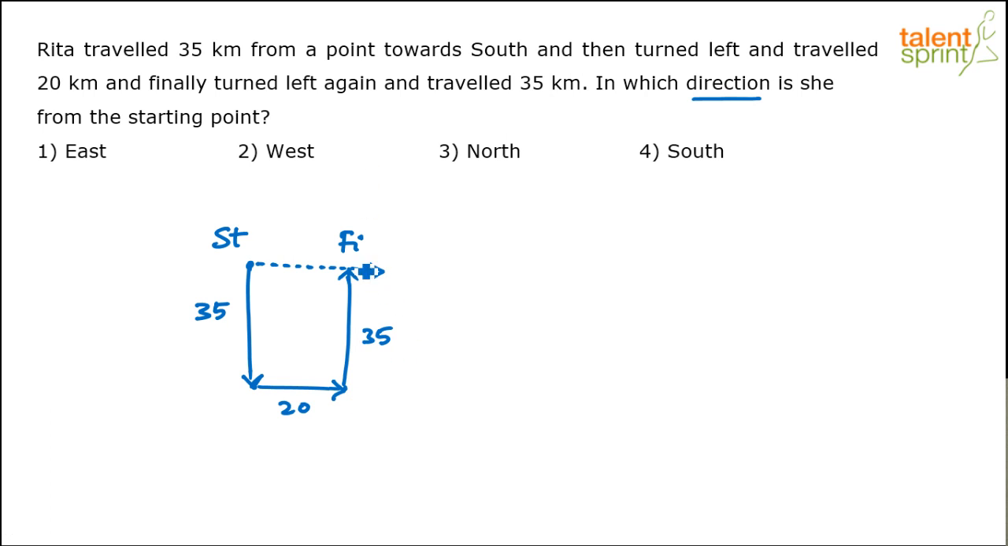Suppose if this is 40 kilometers, what happens? She will overshoot this line and come here, somewhere here. If it is 40 kilometers, let's say, right? So this is the finishing point. In that case, where is she from the starting point? She is in the northeast direction. This would be northeast, right? If she is traveling only 30, she will stop here. So where is she from the starting point? She is in the southeast direction. So that is the reason I think distance are also important. Sorry, I thought distance is not needed here, but distance is also important. So 35, 20, 35, she will be exactly in the east direction.